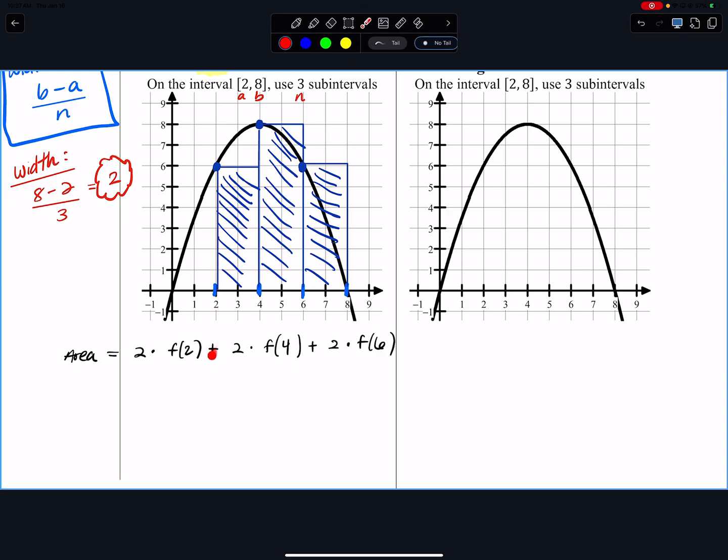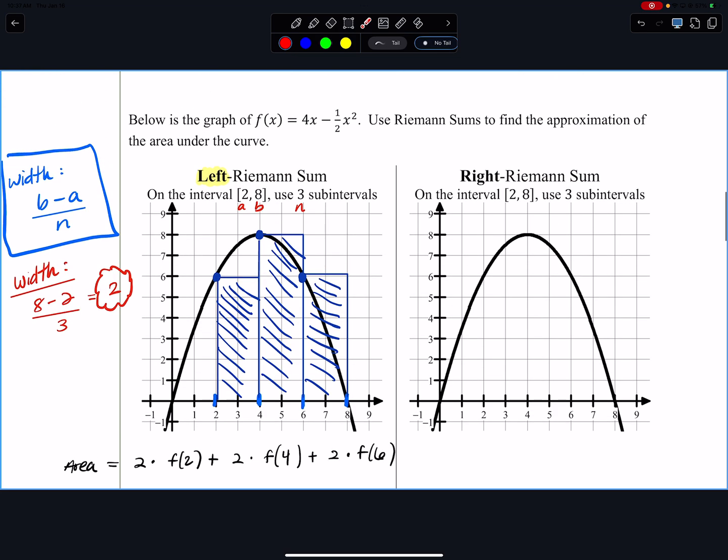Is everybody cool with where that came from? For those wondering why I didn't just write 6, this one's a nice one. They're not always going to be nice. So do you see clearly that f of 2 is 6 here? But if it's not easy to tell, notice that I gave you an equation. You could technically just plug it into the equation to figure out what that was.